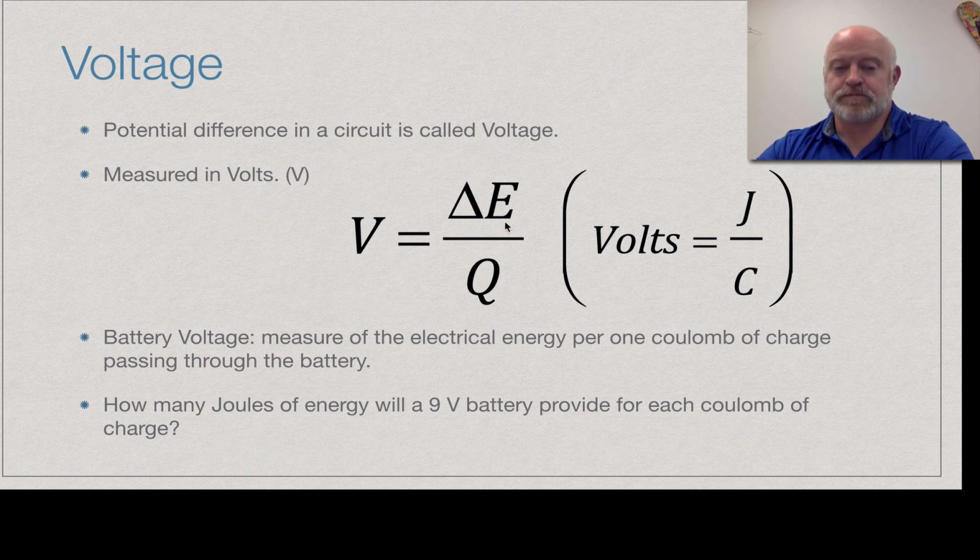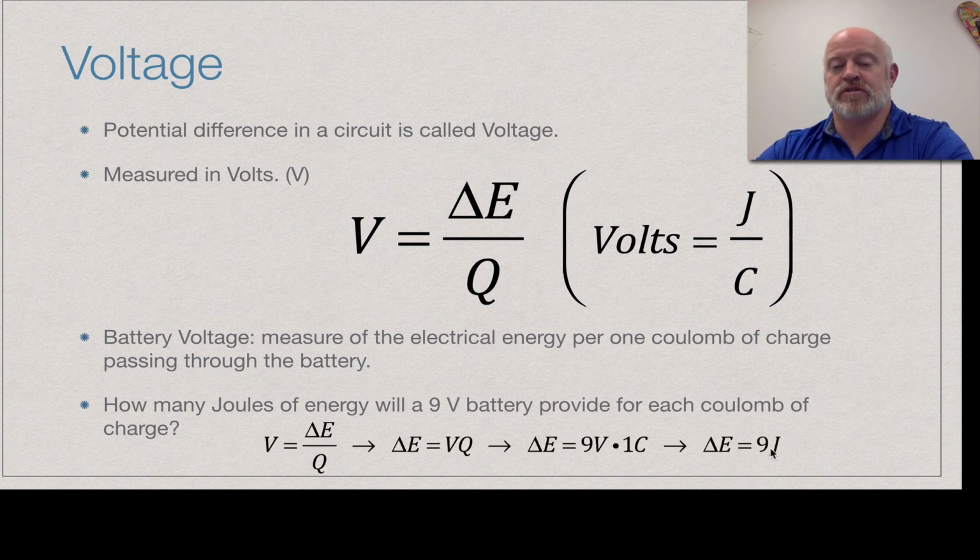Now this is per coulomb of charge. So we see that our units here are joules per coulomb for our volts. Keeping that in mind, how many joules of energy are available in a 9-volt battery for each coulomb of charge? If we have a 9-volt battery, so it's 9 volts, and we want that per coulomb, the available energy would be just 9 joules of energy. So we get 9 joules of energy out of every coulomb of charge in a 9-volt battery.